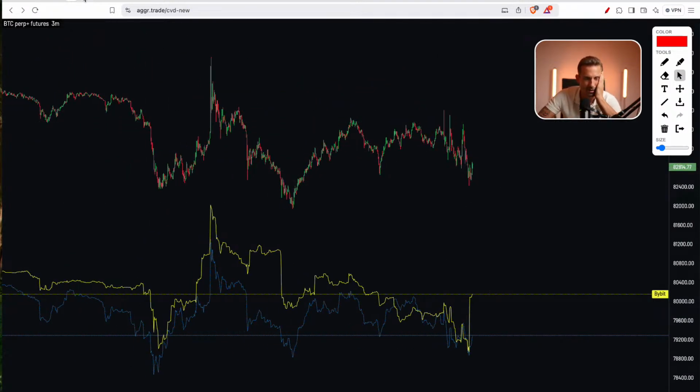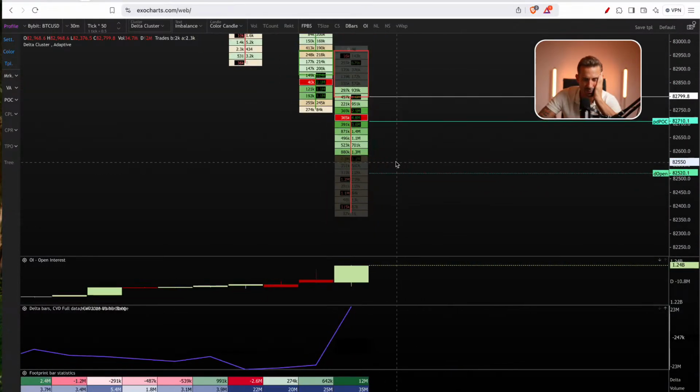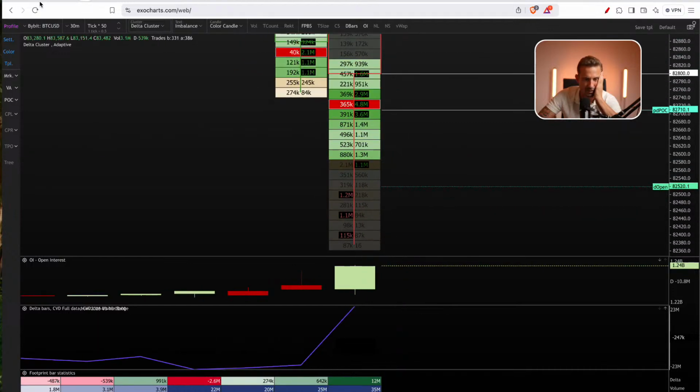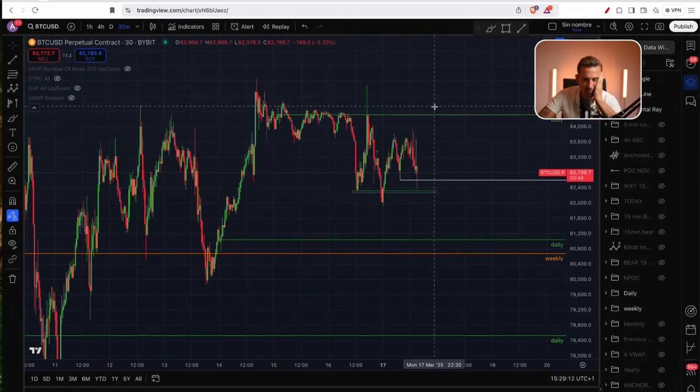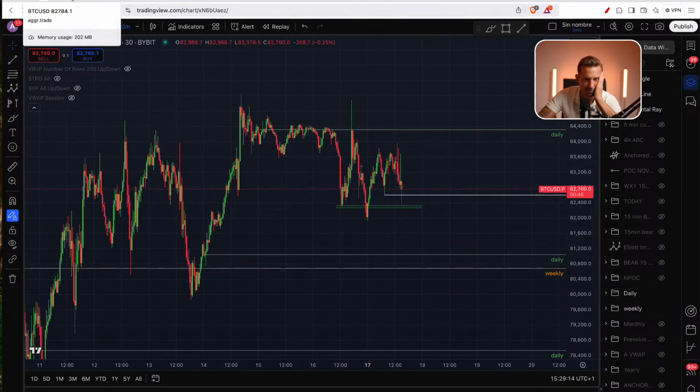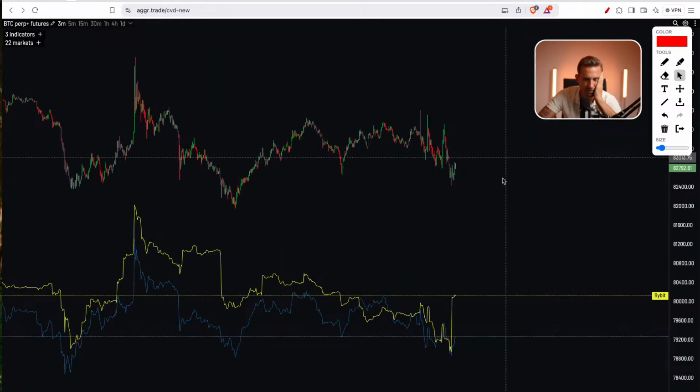Too many longs. This open interest is going up. There are a lot of longs entering on Bybit, but this is usually not a good sign. It's usually not a good sign on the lower time frame.